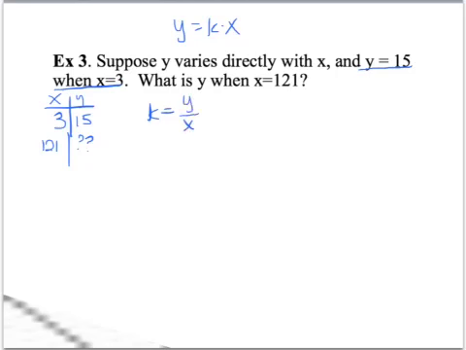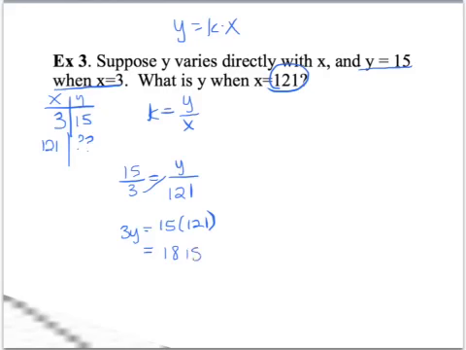So that's what I'm going to do. I have 15 divided by 3. And then I'm going to do the same thing for when x is 121. And I want to know, what is my y value? So I set up my proportion, and I need to cross multiply. I have 3 times y, and that's going to be the same result as 15 times 121. 15 times 121 is 1,815. Divided by 3, and you get 605. So that is my answer.